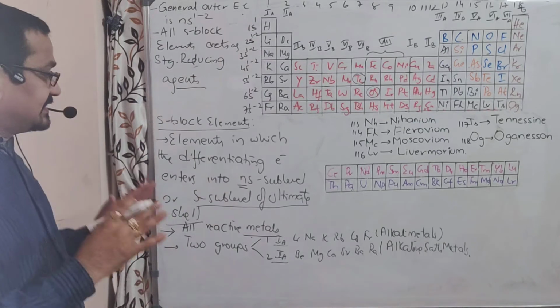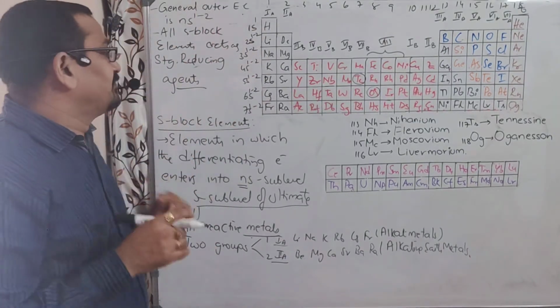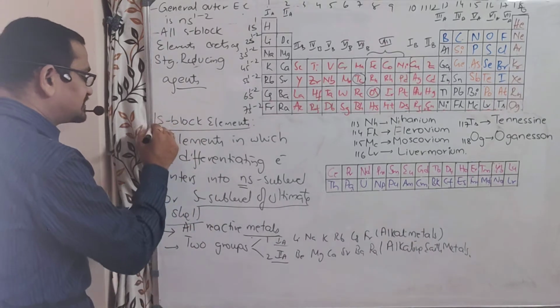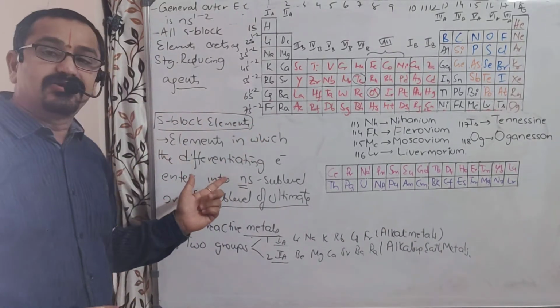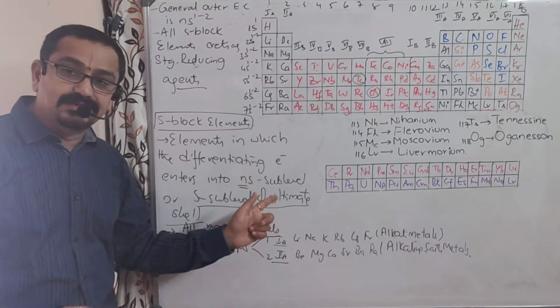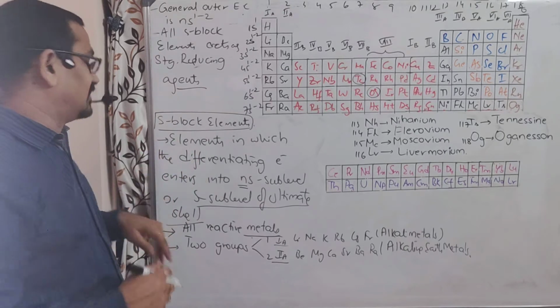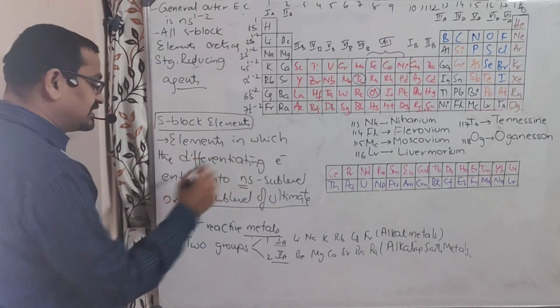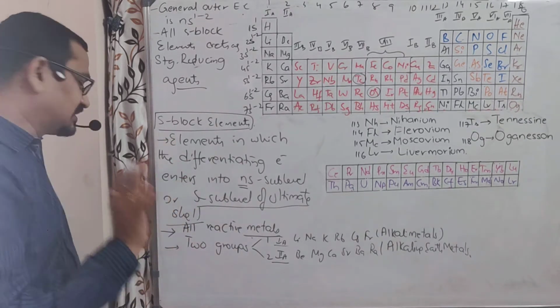So like this, block to block we have to discuss their properties. So once again, what are S block elements? We started this definition from here. Elements in which the differentiating electron enters into the ns sublevel. n means outer shell, in which s sublevel, or elements in which the differentiating electron enters into the s sublevel of the ultimate shell. Okay, both are correct.